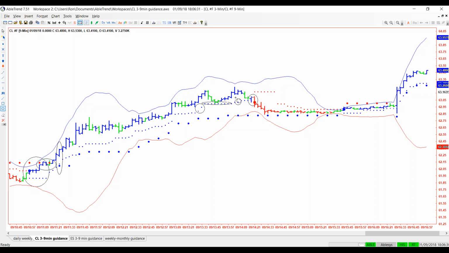But that's a big time move right over there. I mean, you're talking about at least 50 cents. It's a $500 trade, just trading one contract. You can't trade any less than one.